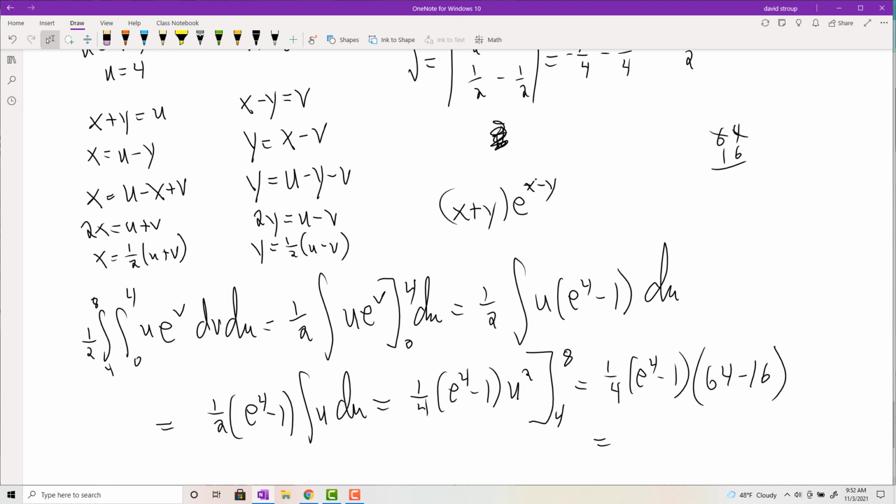Really, I've got to go and do longhand arithmetic to figure this out. 48 divided by 4 is 12, so I get 12 times e to the fourth minus 1.